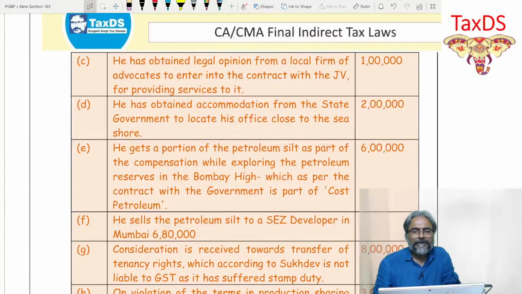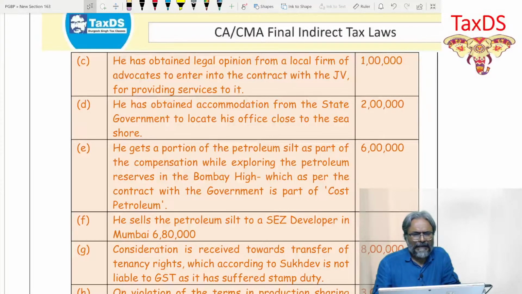Legal opinion, students, in this context, again, this will be what? This is a legal opinion, students, by the way, not a lawyer service. So on that particular point, in this particular context, the GST will be charged, and accordingly you can avail the ITC. He has obtained accommodation from the state government to locate his office close to the seashore. Doesn't matter. In this context, the GST will be charged.